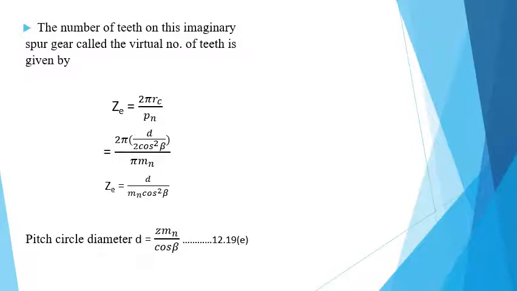Also, since we have seen the expression for the number of teeth given by Z is equal to d cos beta over Mn, we can also see the expression for the pitch circle diameter from the design data handbook, that is equation number 12.19e, d is equal to Z into Mn over cos beta, where Mn is the normal module and beta is the helix angle.